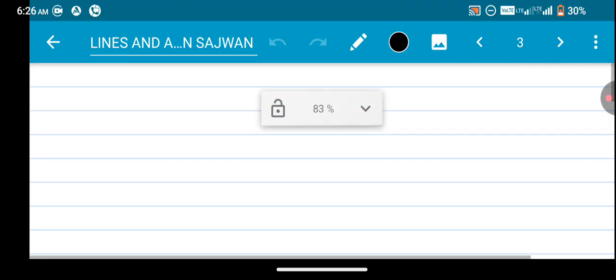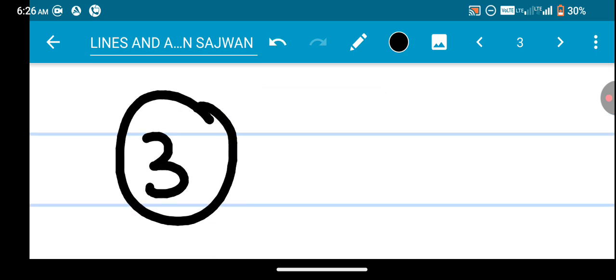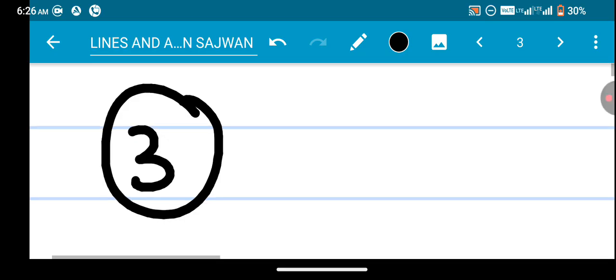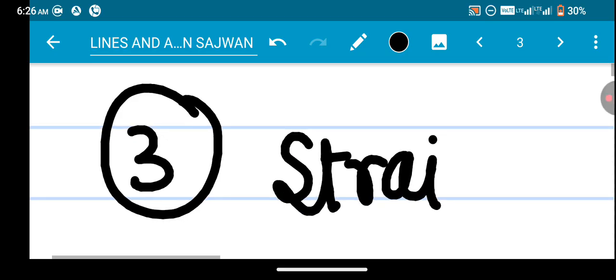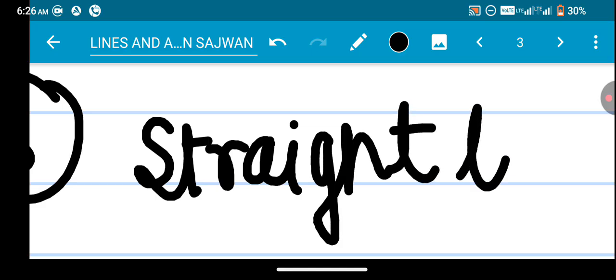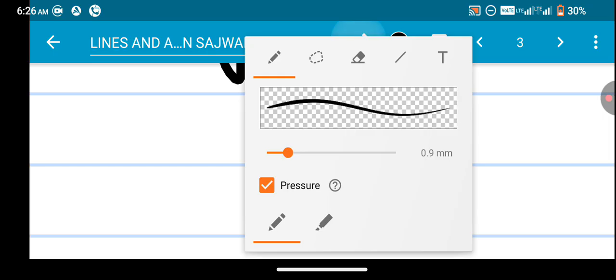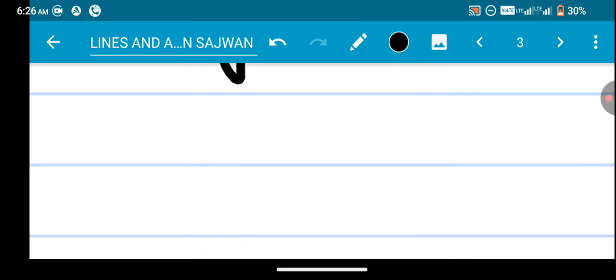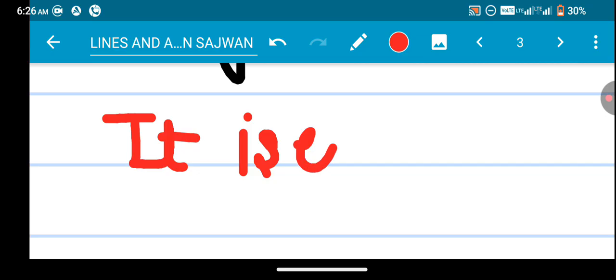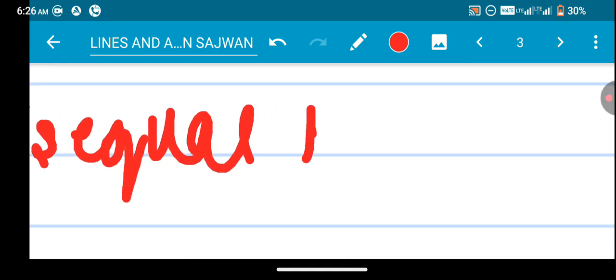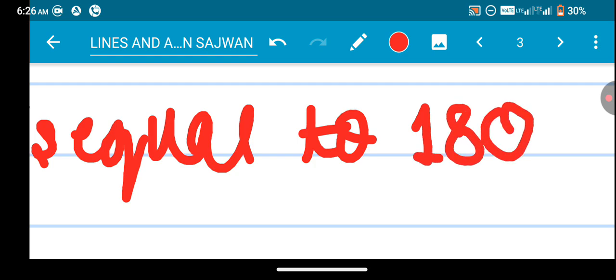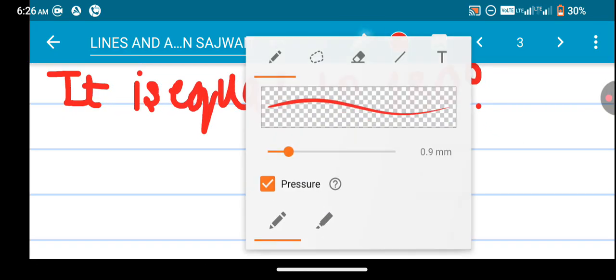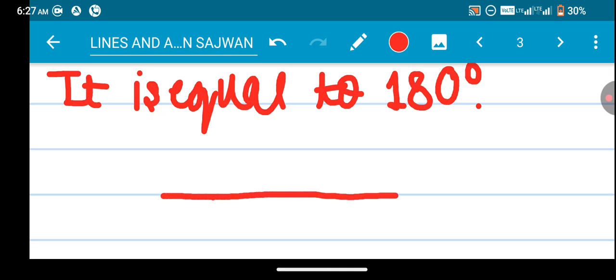Now we will cover the straight angle. This is a straight line, which shows the angle. It is equal to 180 degree. Therefore this will be the line, and the angle forming this is 180 degree.